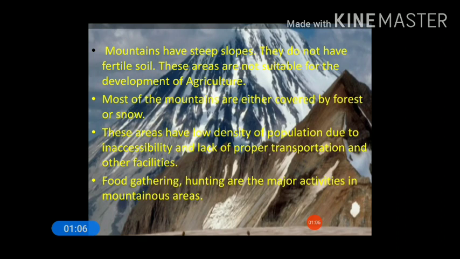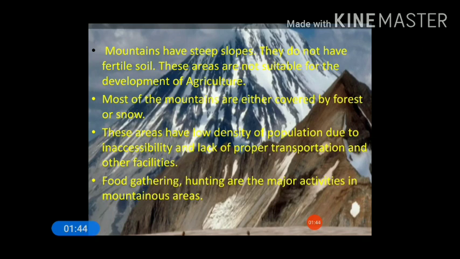They do not have fertile soil. These areas are not suitable for the development of agriculture. As the slope of the mountains is very steep, there is no formation of soil, or maybe only a very thin layer of soil is formed, and a mountain slope is not ideal for any kind of agriculture. In a few regions, in the foothills or the valley regions, agriculture is done in the form of terraces. Most mountains are either covered by forest or snow.